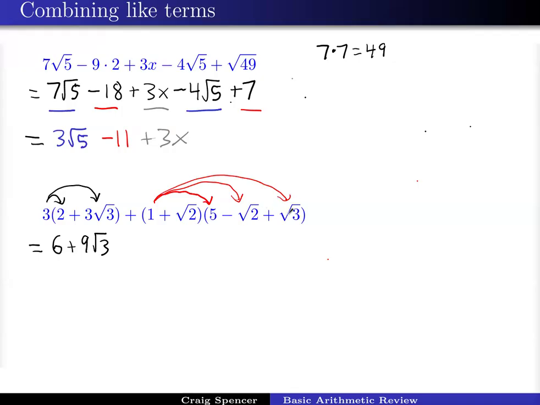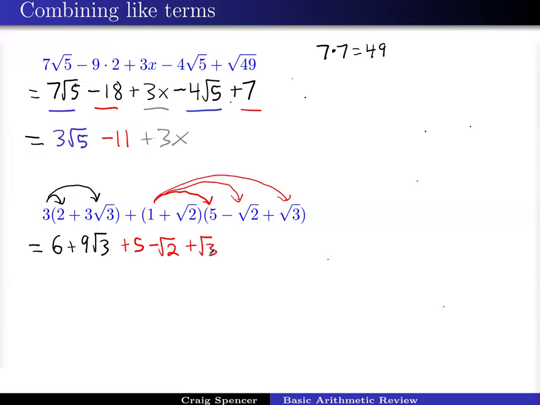And we need to multiply 1 by root 3. So this 1 times 5 is going to give me 5. My 1 times negative root 2 is going to give me a minus root 2. And my 1 times positive root 3 is going to give me a plus root 3.